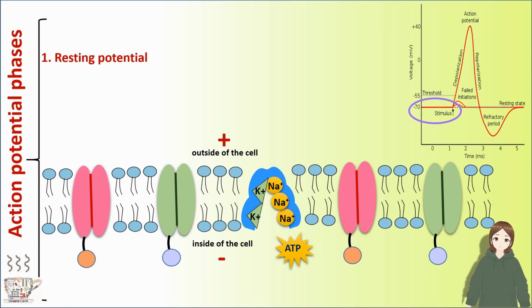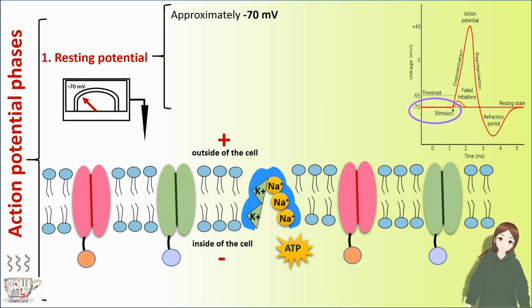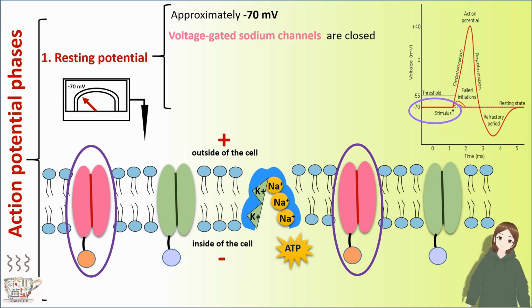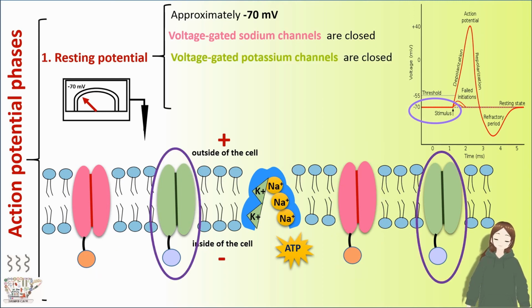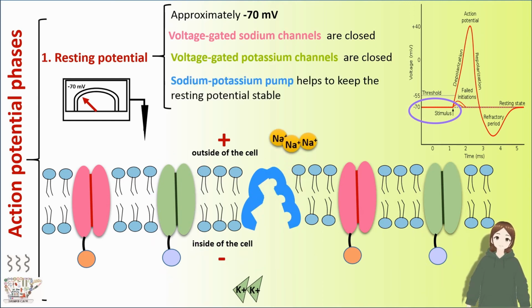Action potential phases. The first phase is resting potential. Voltage is approximately -70 millivolt. Voltage-gated sodium channels are closed. Voltage-gated potassium channels are closed. And sodium-potassium pump helps to keep the resting potential stable. Outside of the cell is positive, and inside of the cell is negative.